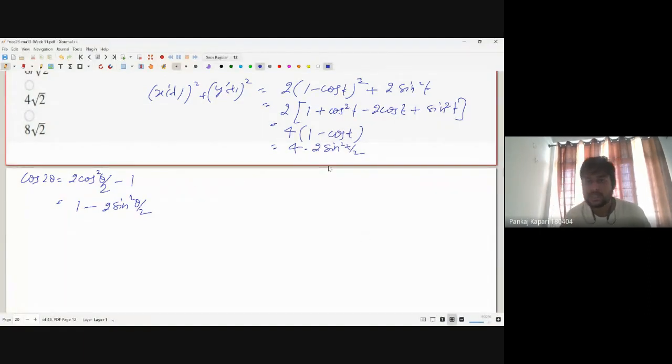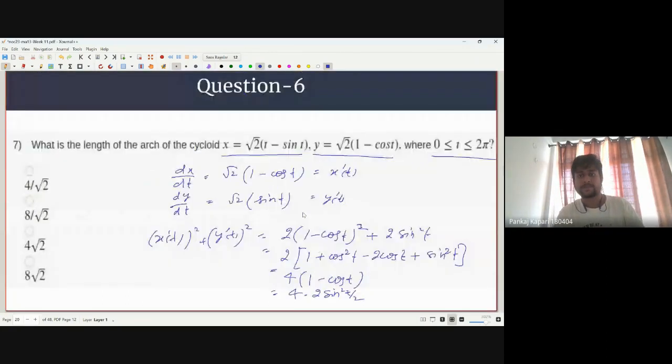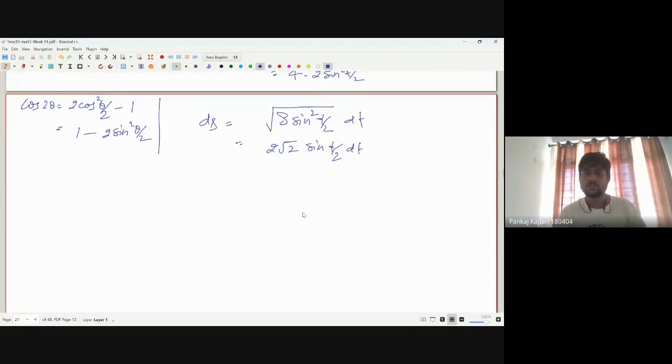Okay, and hence what is ds? So in this case, ds is just square root of 8 sin square t by 2 dt, which is just twice of root 2 sin t by 2 dt. Okay, and t lies between 0 and 2 pi. So what is the length of our curve?